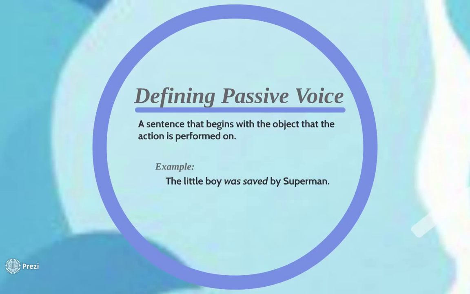Now that you know what active voice is, I can further explain what passive voice is. Passive voice is a sentence that begins with the object that the action is being performed on. An example of this would be, the little boy was saved by Superman.